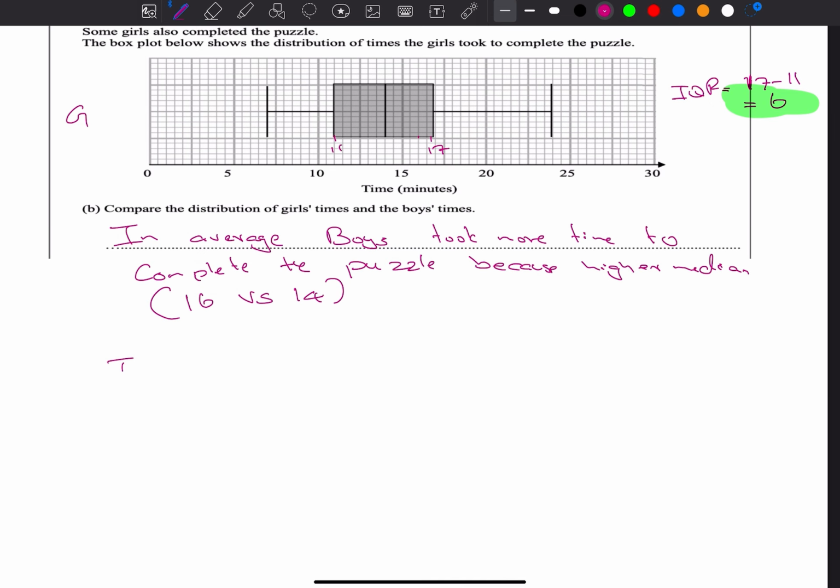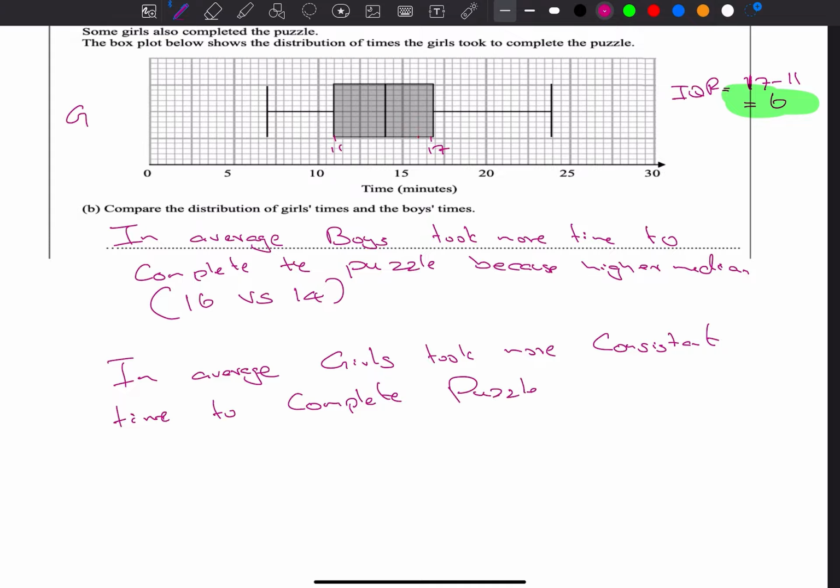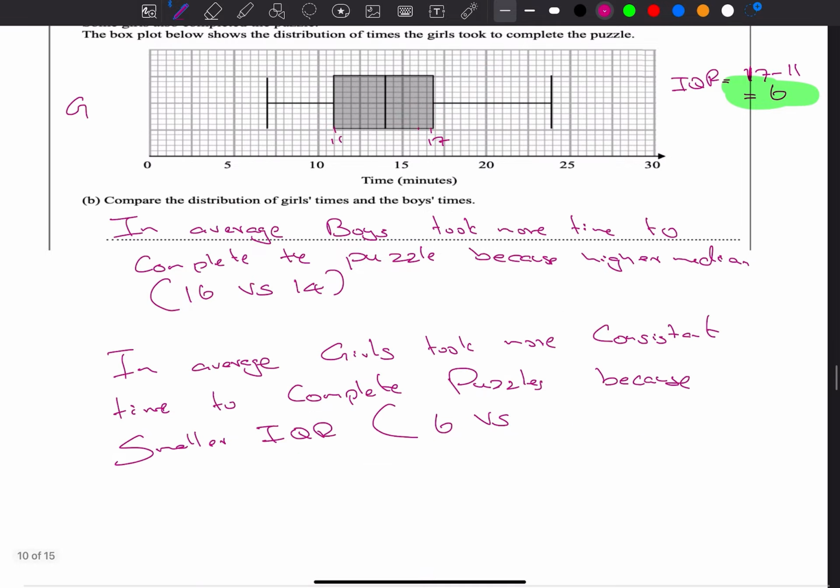So on average, girls took a more consistent time to complete the puzzle because of a smaller interquartile range. And what's the smaller interquartile range? It's 6 versus what's the other one? 8. So 6 was the smaller one. Okay, make sure you write it clearly.